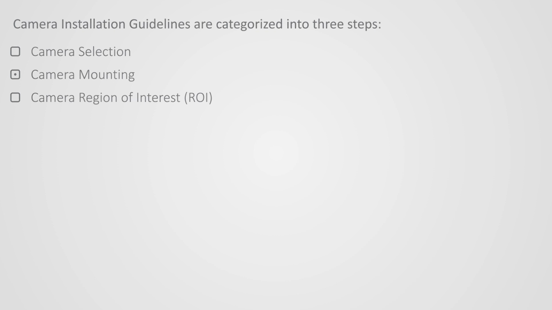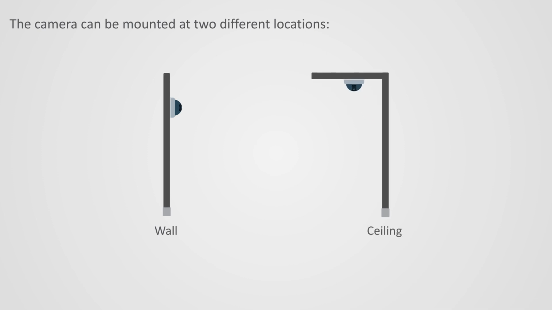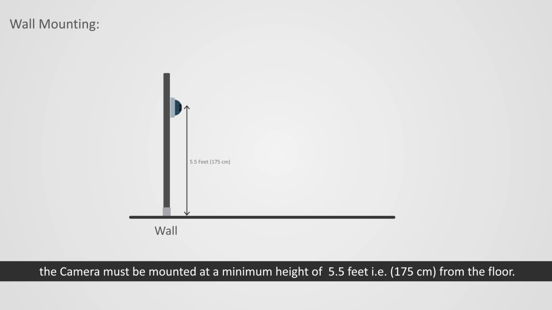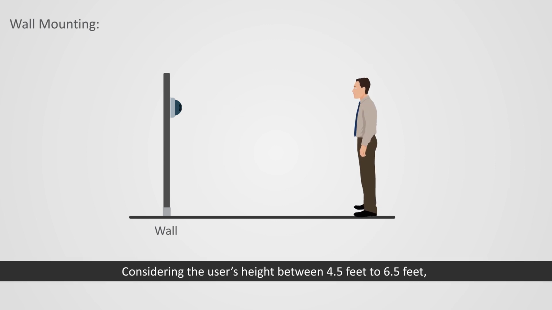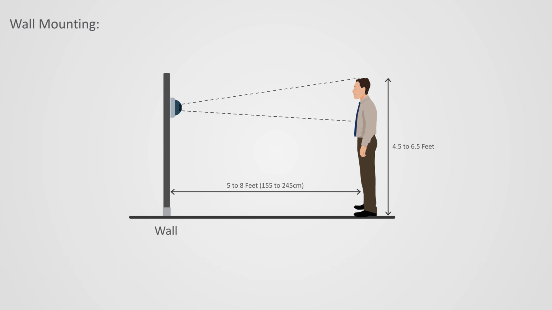Camera mounting. The camera can be mounted at two different locations: wall and ceiling. Wall mounting. If the camera is wall-mounted, then the camera must be mounted at a minimum height of 5.5 feet, that is 175 centimeters from the floor. Recommended IP camera for wall mount installation is Matrix Sothethia MIDR20FL, 28 CWS. Considering the user's height between 4.5 feet to 6.5 feet, distance between the user and the installed camera should be around 5 feet to 8 feet for proper face detection and recognition.